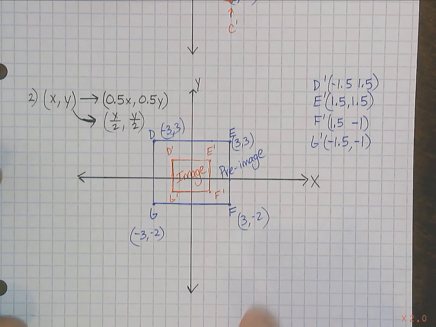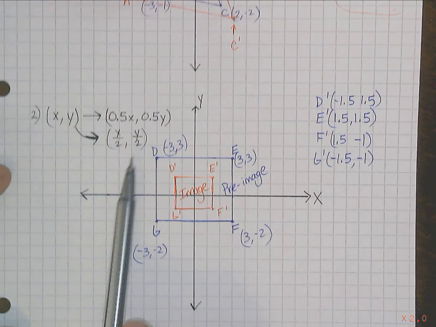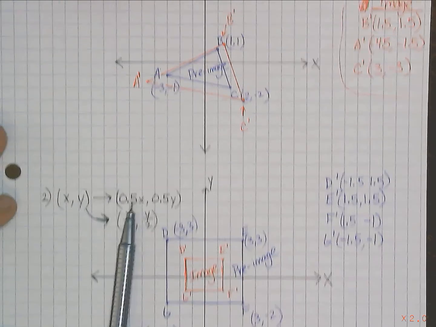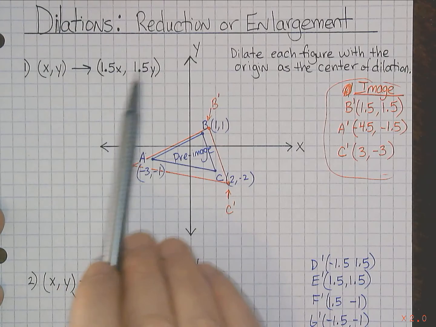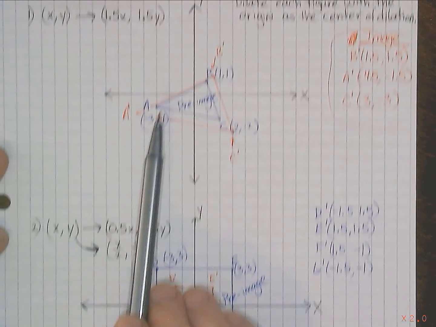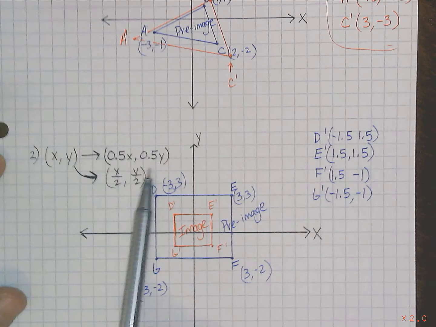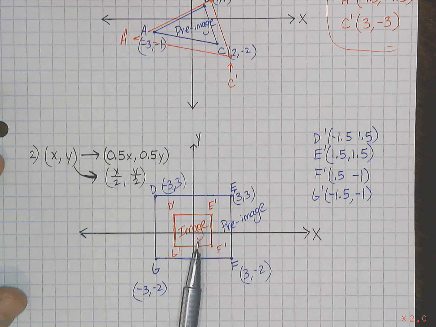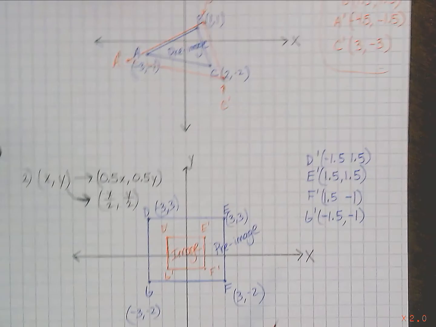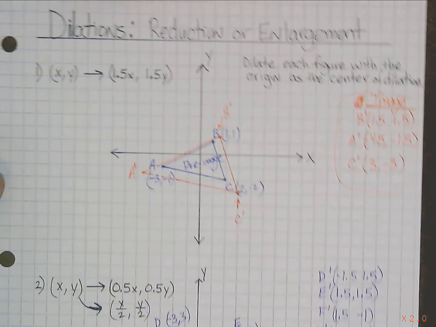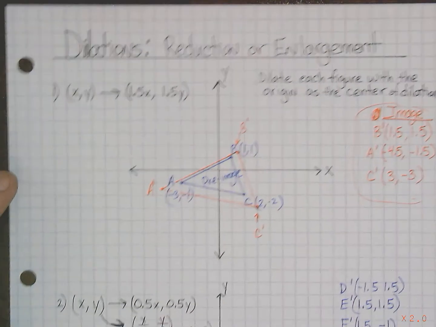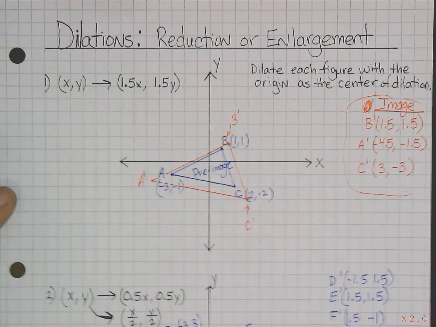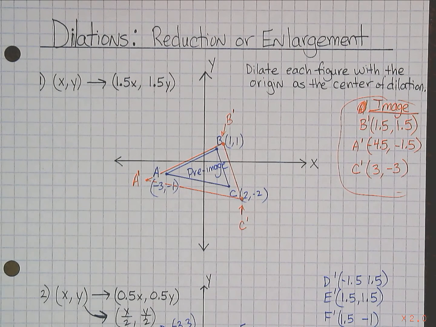Okay, so remember, the big takeaway here is if you're multiplying by anything greater than 1, it's going to be an enlargement, like 1.5. If you multiply anything by less than 1, it's going to shrink. It's going to become what we call a reduction in size. And that's basically it. If you can master those two skills, this lesson will be fairly simple. And anything you do for me at this point in regards to dilations should be easy, hopefully.